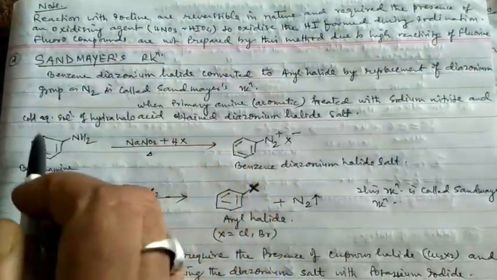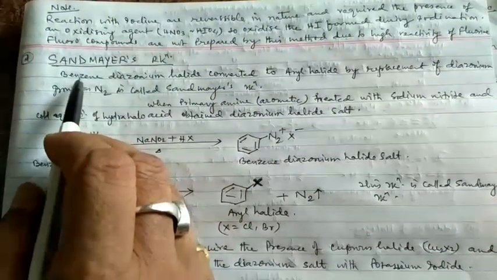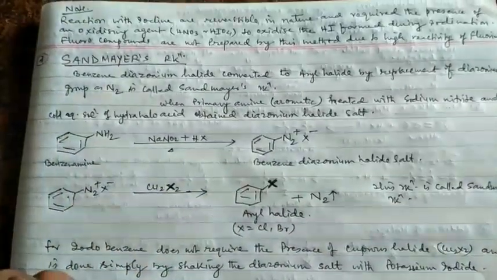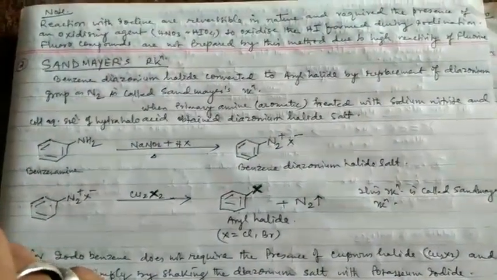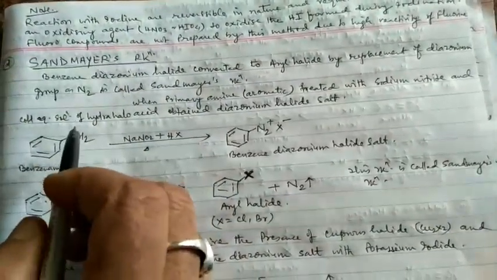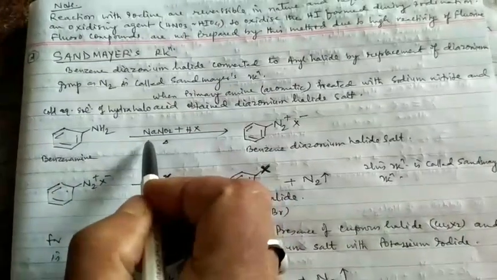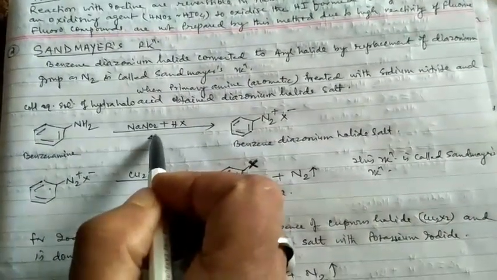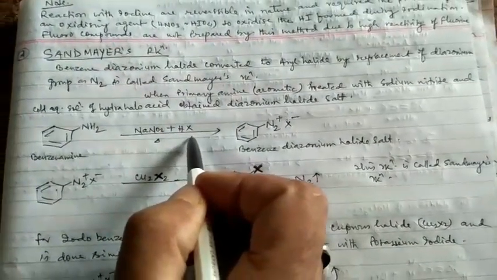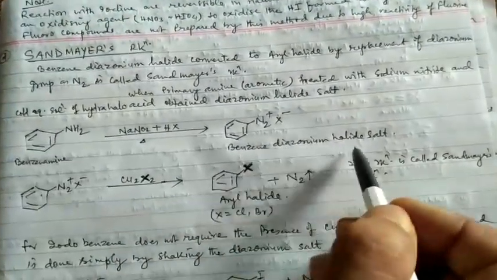Sandmeyer reaction. The Sandmeyer reaction is one of the most important methods for preparation of aryl halides. Primary aromatic amines are treated with sodium nitrite in the presence of an aqueous solution of acid to give benzene diazonium halide salt.